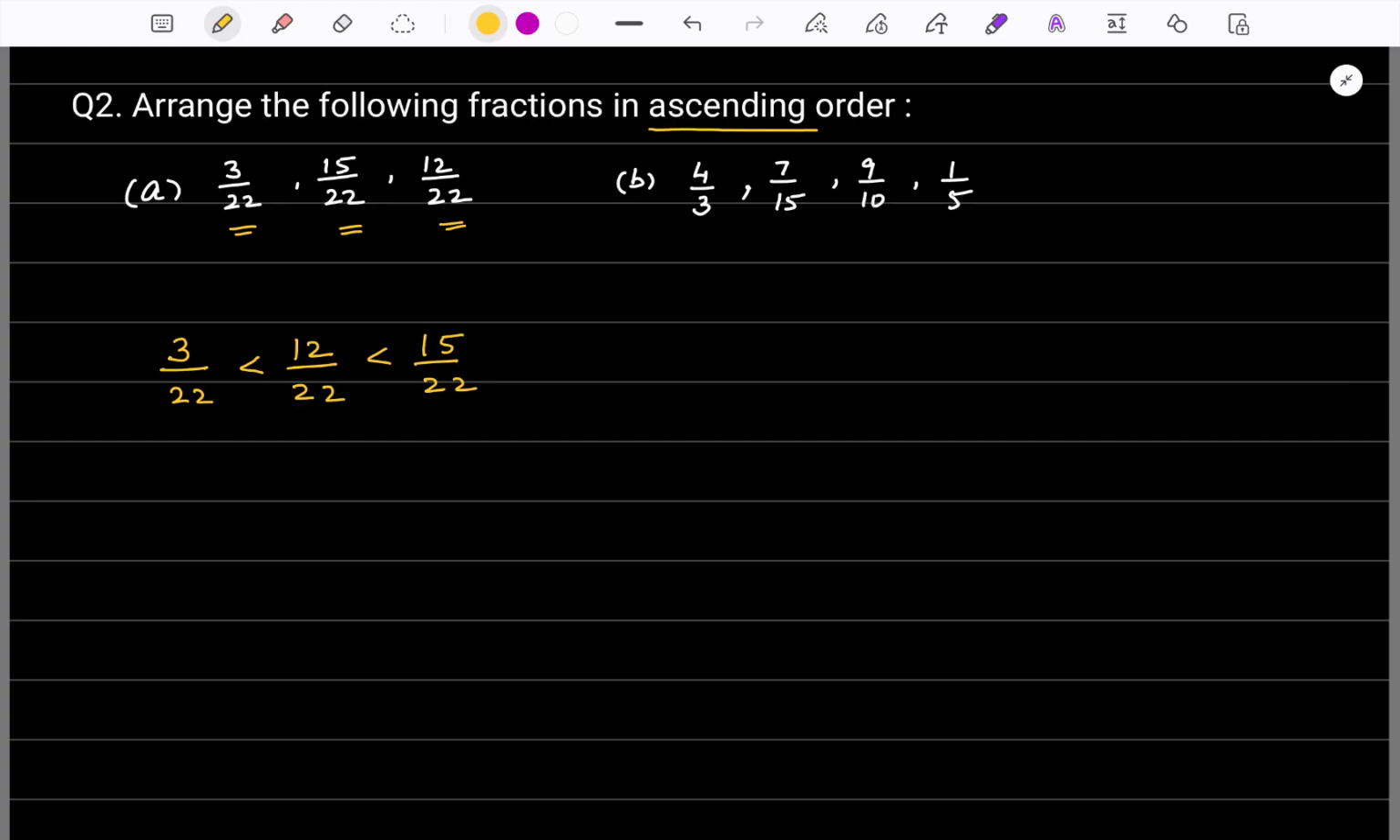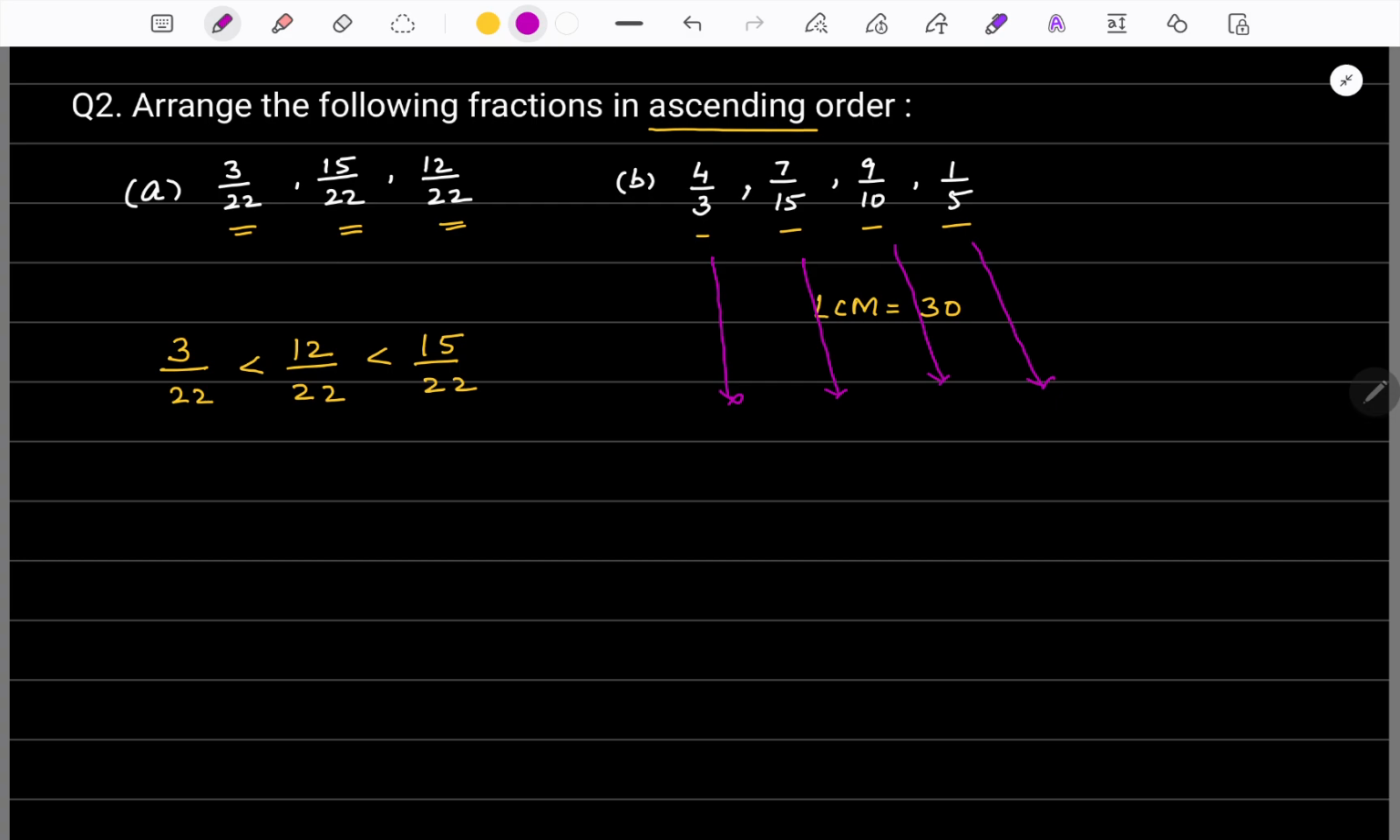The B part is 4 by 3, 7 by 15, 9 by 10 and 1 by 5. These are unlike fractions. These are not the same. So first we have to convert them into like fractions, and for that we need the LCM. LCM here for this case is equal to 30. Now once we have the LCM, we can convert these fractions into their equivalent forms with their denominator equal to 30. So let's do that.